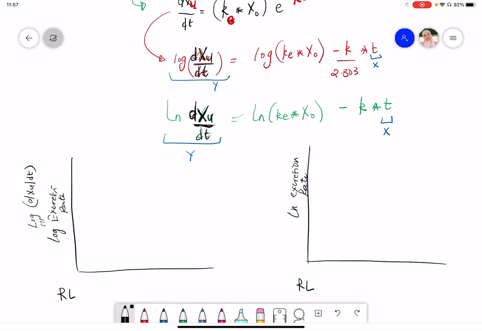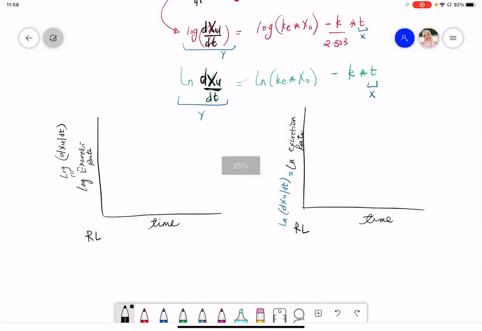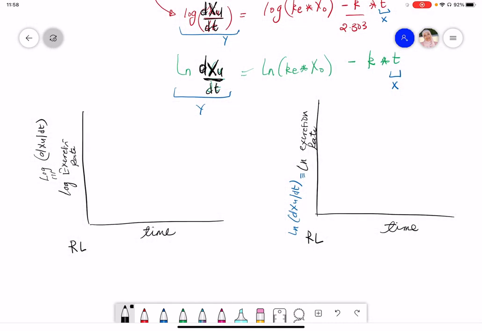So again, this is the same here, ln dxu over dt versus time, versus time here and versus time here. If the profile was giving me a mono-exponential profile on a rectilinear graph, then if we transform it to ln or log, and we are having first order kinetics as we assumed earlier, we will have a linear profile in both of them.